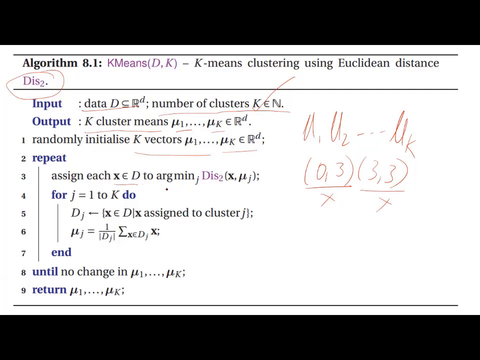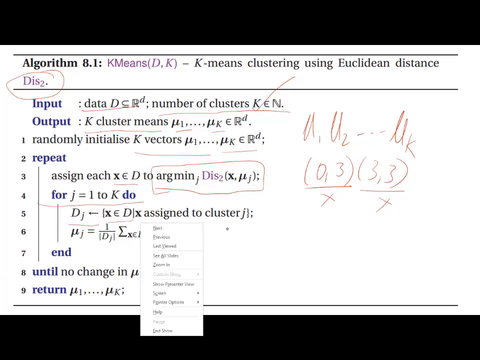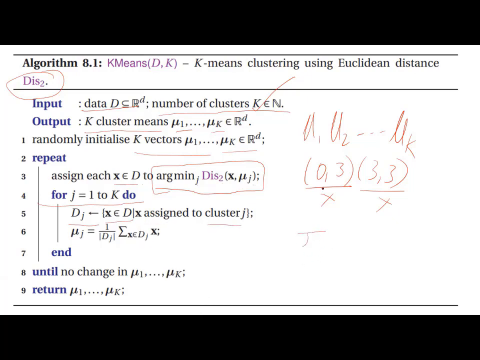So x belongs to D. Arg min over j of dist2 of x comma mu j, whichever gives you the minimum. Assign each x belongs to D to arg min j dist2 of x comma mu j. Now, for j is equal to 1 to k, do Dj is equal to x belongs to D such that x is assigned to cluster j. See, x is assigned to cluster j. Just like this.